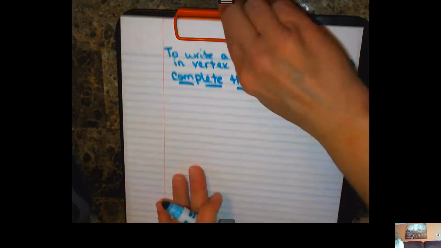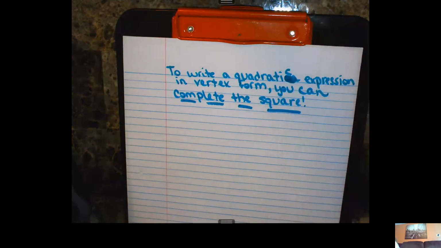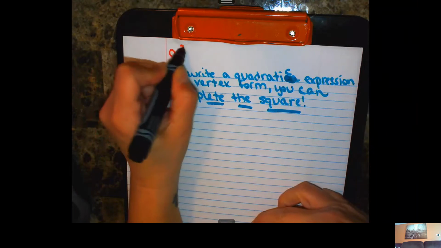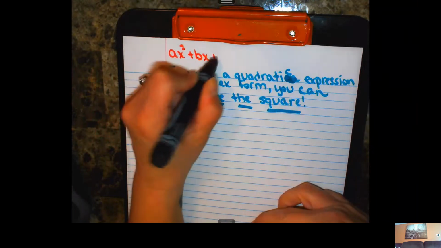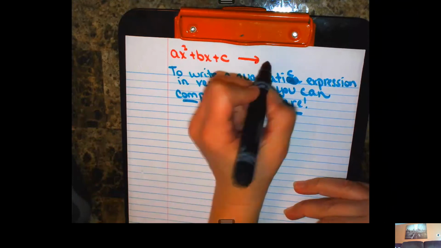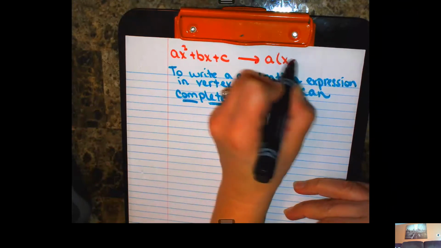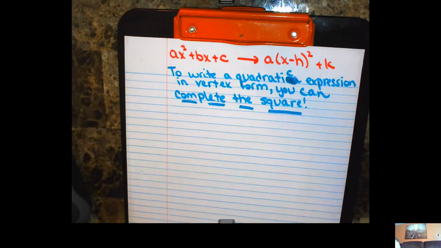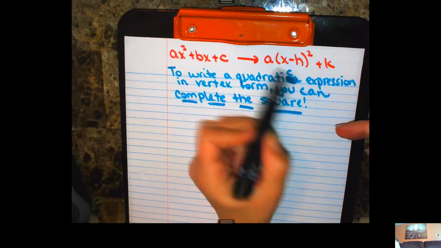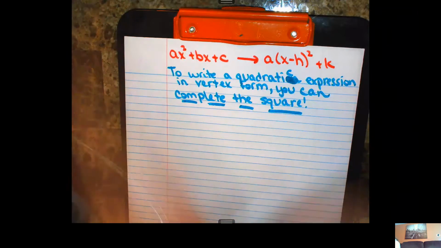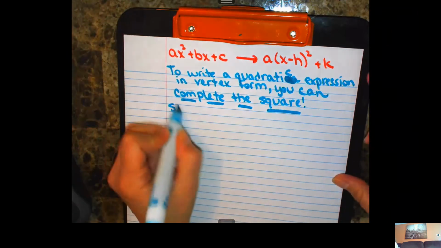So on the top, if you want to write this, you don't have to, but our standard form looks like this, ax squared plus bx plus c. We're going to write it in vertex form, which is going to look like this: a times parentheses x minus h squared plus k. Kind of weird looking, but we're going to have this perfect square in the middle with something at the end. So I'm going to show you what that looks like. So here's our steps.